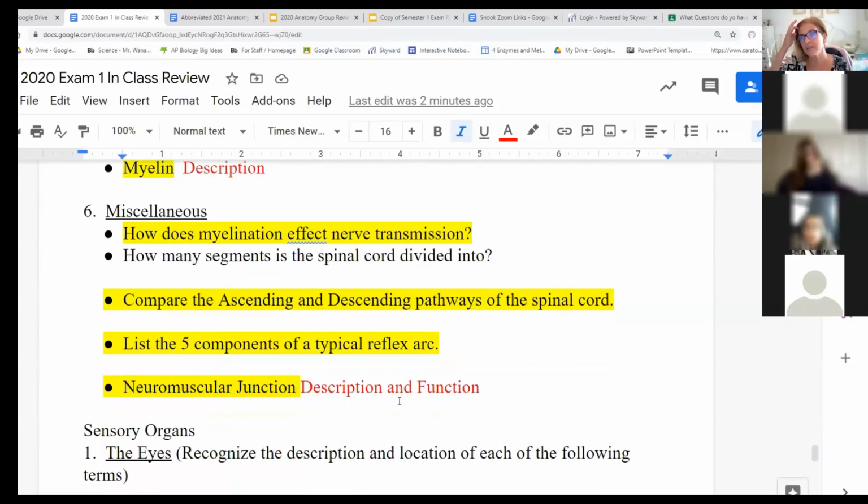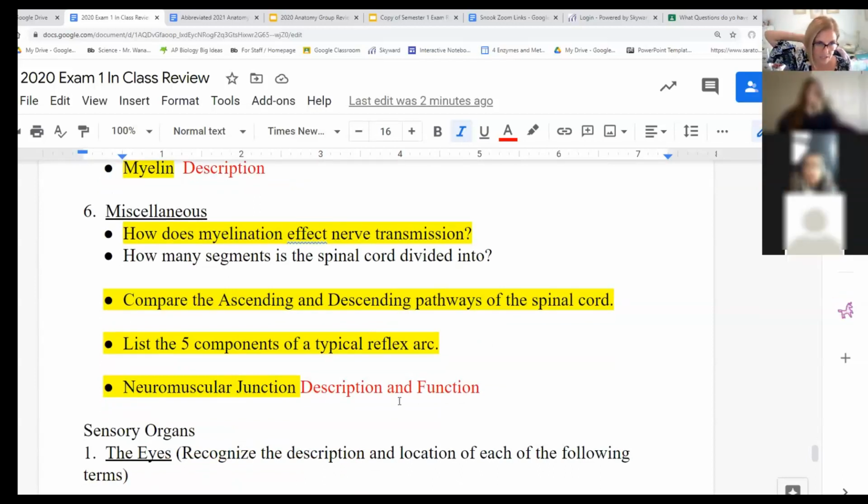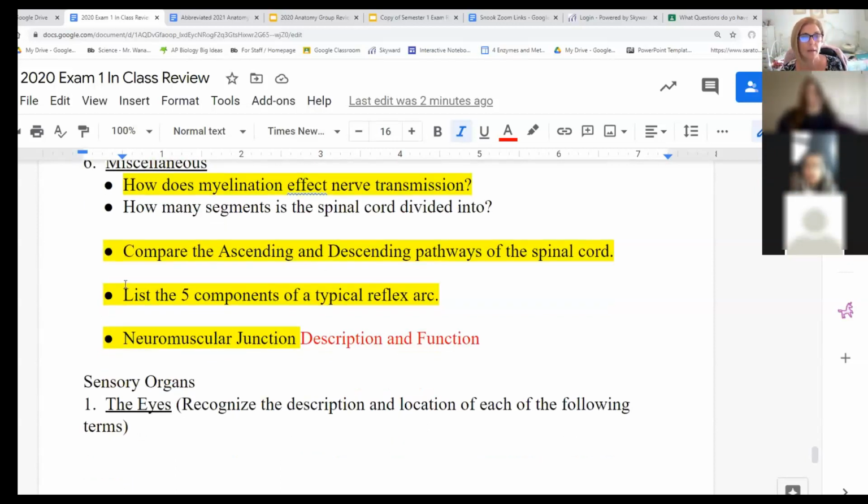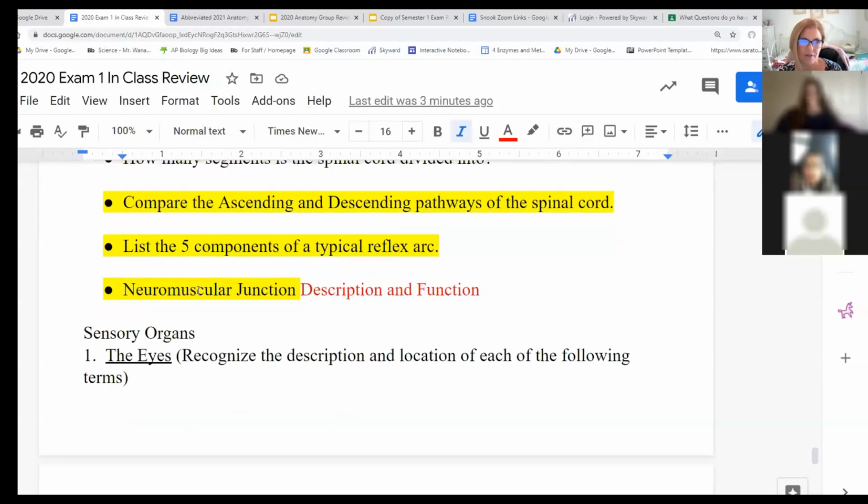Remember, ascending pathways are on the back side, descending on the front side. So ascending is dorsal, descending is anterior or ventral. You'll have a multiple choice question that scrambles all the components of a reflex arc. So you want to put the 5 in proper order: receptor, sensory neuron, associative, motor, and effector. Neuromuscular junction: neuro, nerve, muscle, cell, junction, where they come together.